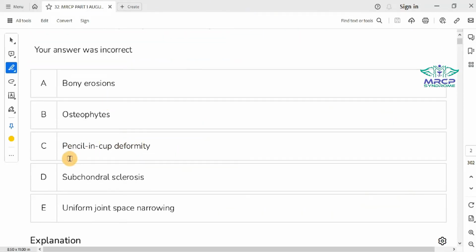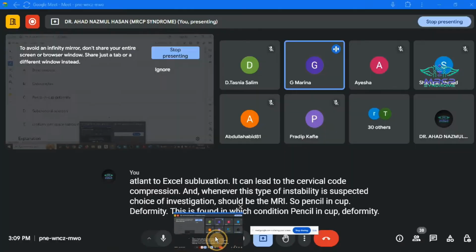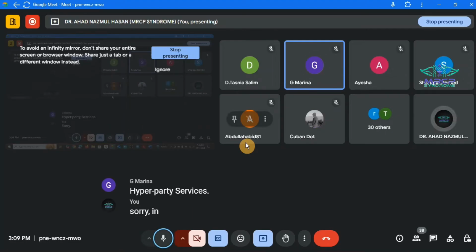So pencil in cup deformity, this is found in which condition? Pencil in cup deformity. Hyperparathyroidism. Sorry, in case of hyper.